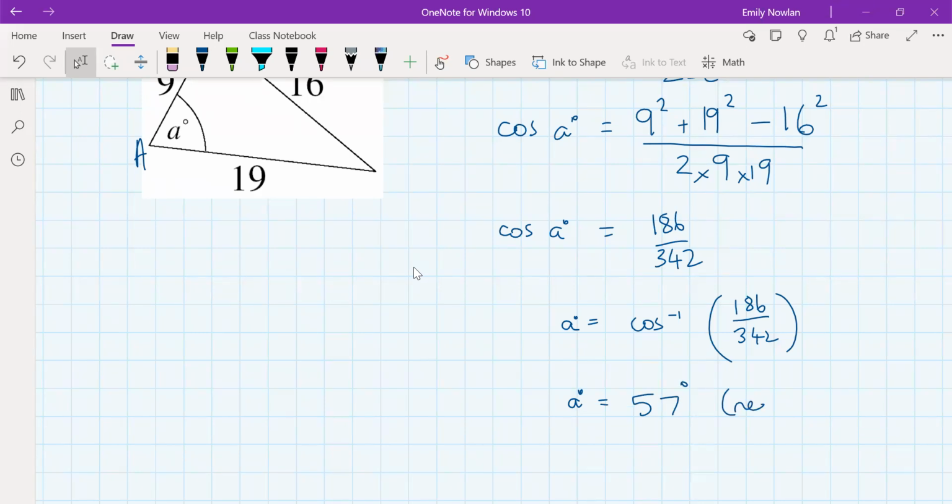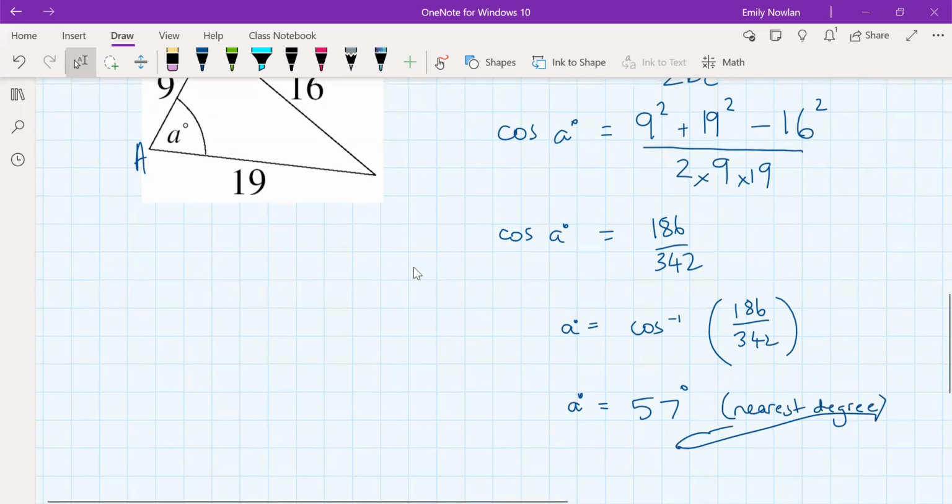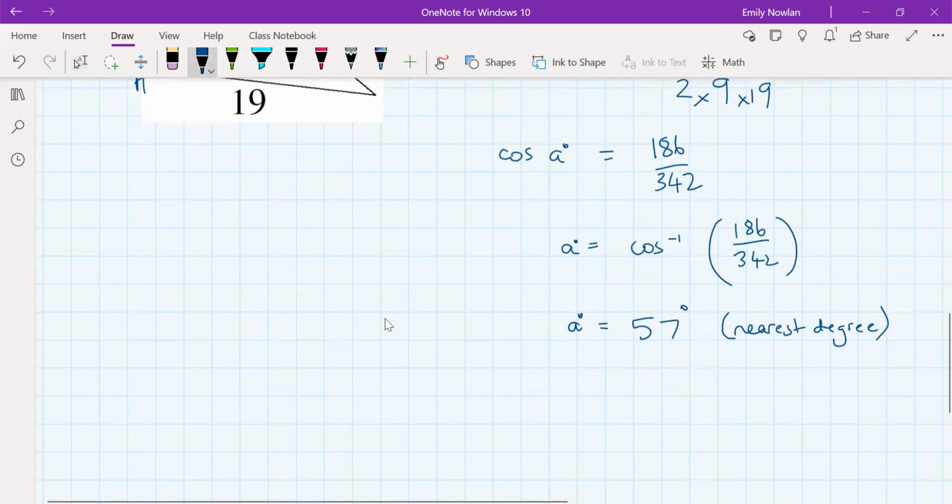That's the nearest whole degree. Or if we were going to do it to the nearest minute, we'd use our DMS or degrees minutes seconds button, and you would get 57 degrees and 3 minutes.